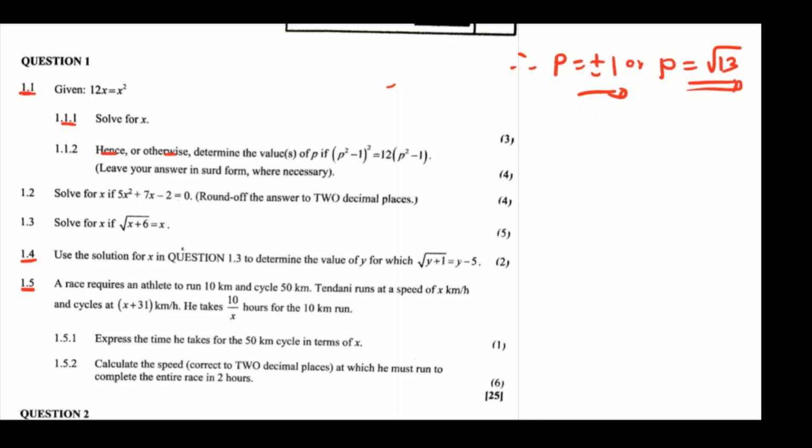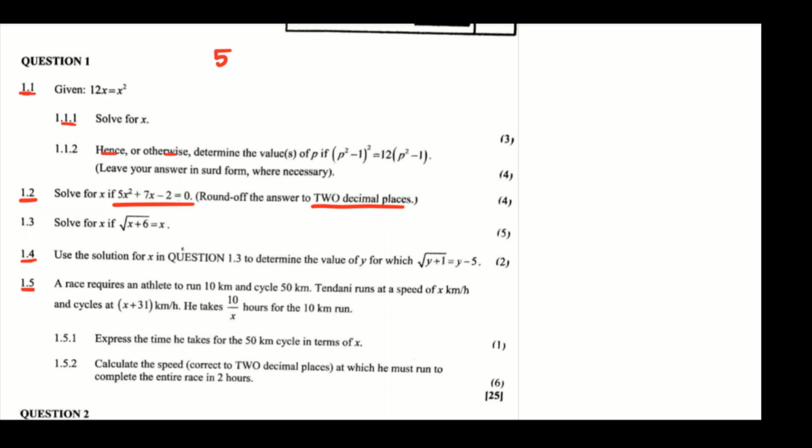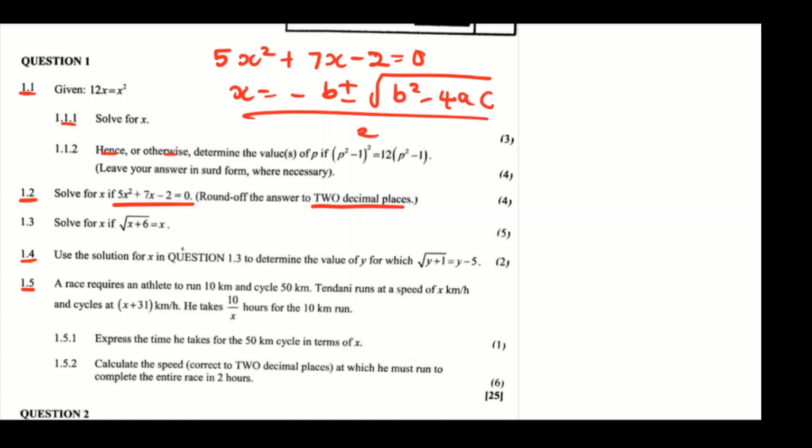Now let's go to 1.2, which is fairly simple, I believe, because you guys have been doing this problem since grade 11. 1.2 says we should solve for x, rounding off to 2 decimal places. Once it says that, we know very well that you can't factorize it. You can only use the quadratic formula, right? So I'm just going to write it down. 5x squared plus 7x minus 2 equals 0. And then my x equals minus b plus or minus the root of b squared minus 4ac, divided by 2a, right?